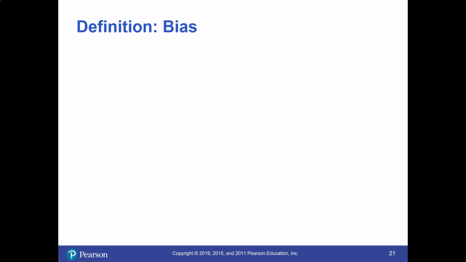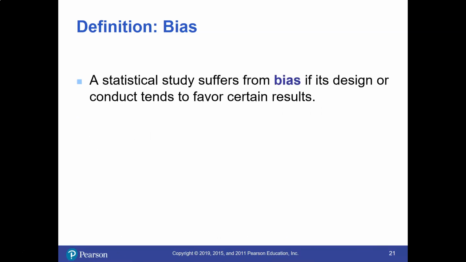Okay, bias. So we talked about this earlier, and we gave some examples of biases that might arise, like the height example and things like that. And those are what you always have to watch out for because it can really ruin a statistical study. So a statistical study suffers from bias if its design or conduct favors certain results.